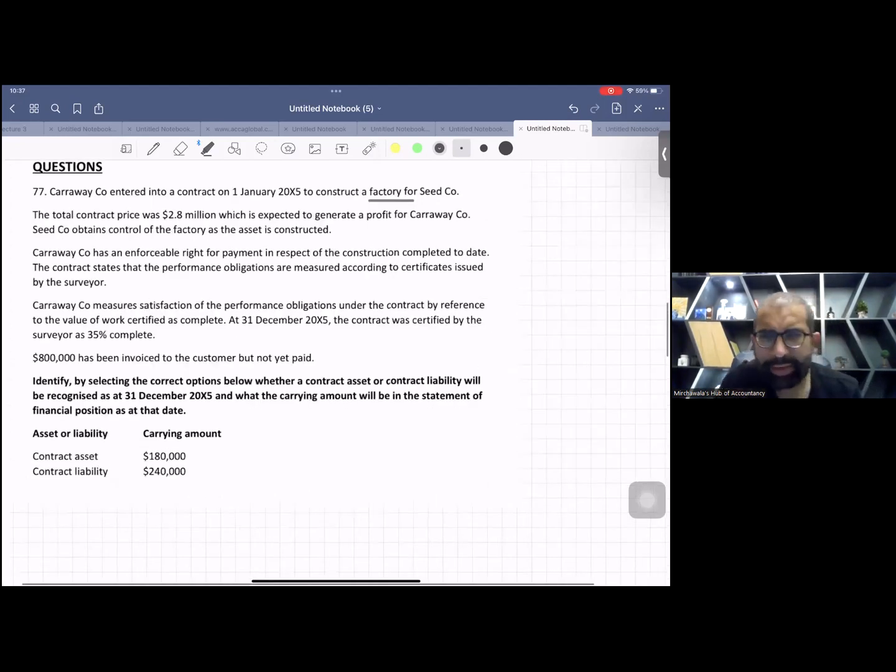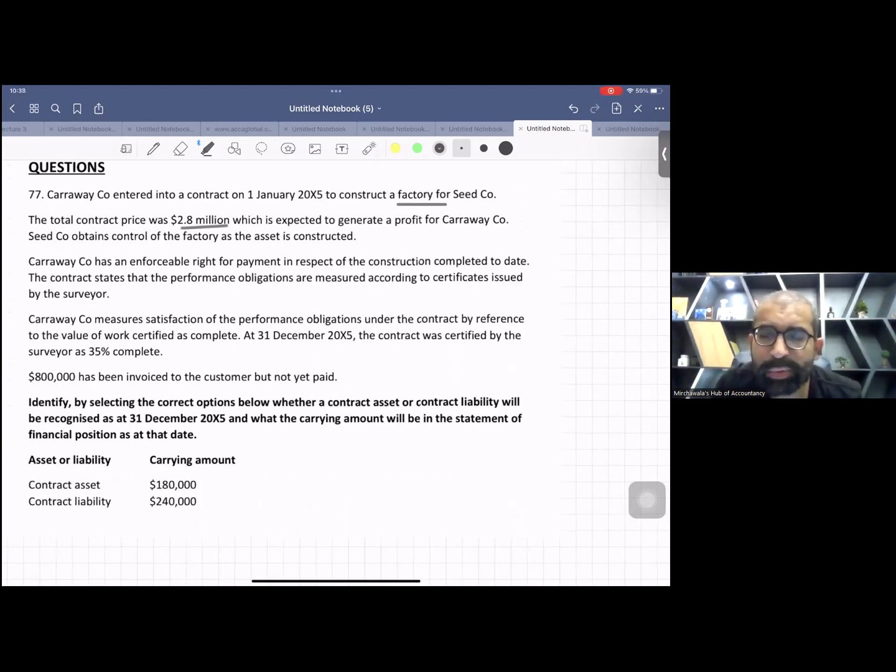Total price right now is not relevant because, for SOFP, we need revenue recognized to date. Careaway company has an enforceable right for payment in respect of the construction completed to date. The contract states that the performance obligations are measured according to the certificates issued by the surveyor. That means it's the output method. Careaway company measures satisfaction of the performance obligation by reference to the value of work certified as complete. This is the output method.